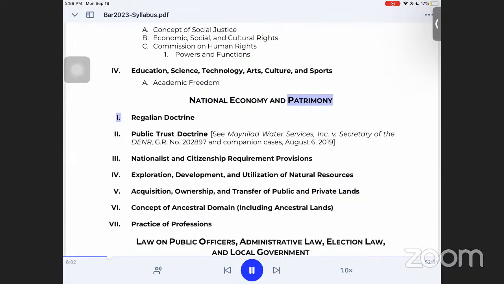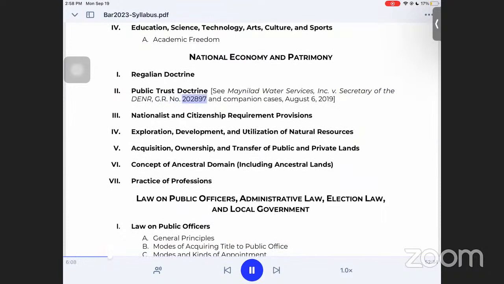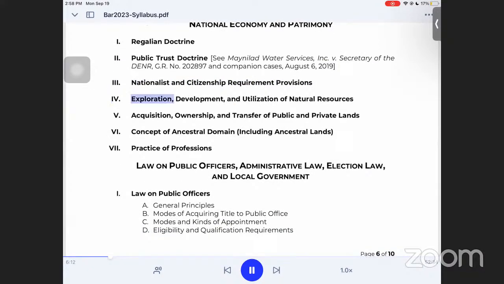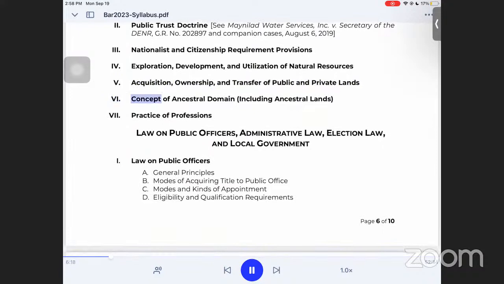National economy and patrimony. 1. Regalian doctrine. 2. Public trust doctrine. See Manila Water Services, Incorporated v. Secretary of the DENR, GR number 202897 and Companion Cases, August 6, 2019. 3. Nationalist and citizenship requirement provisions. 4. Exploration, development, and utilization of natural resources. 5. Acquisition, ownership, and transfer of public and private lands. 6. Concept of ancestral domain including ancestral lands.